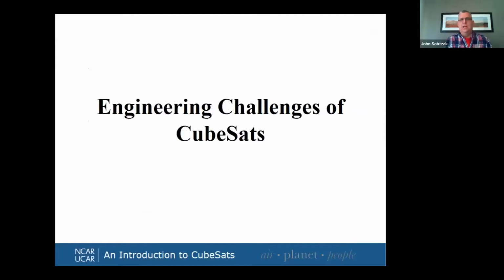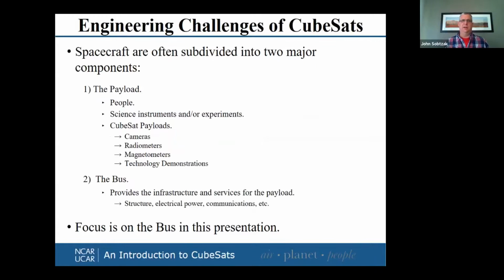Real quick, some engineering challenges. When you start to design a CubeSat, you've got to think about the environments you're going into. I'll start by saying spacecraft in general are divided into 2 major components. They call it the bus and the payload. The payload is typically the thing you wanted to put into space, either people or some kind of science instrument or experiment. That's the thing you actually want to study, but you need a vehicle to get it there. And that's what they call the bus.